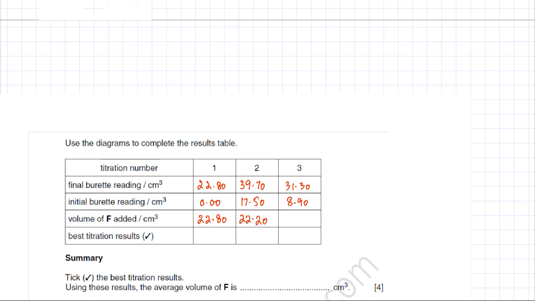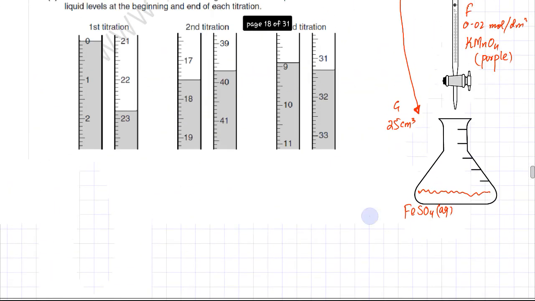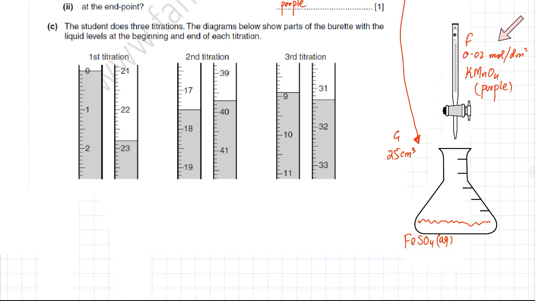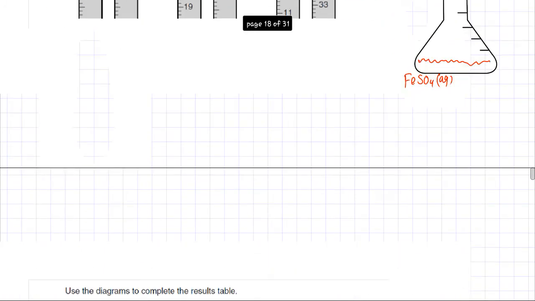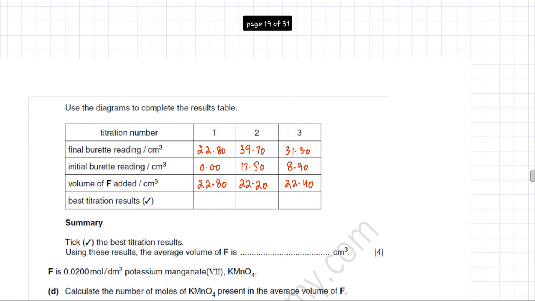And the third titration reading is going to be the difference, 31.30 minus 8.90, and the answer is 22.40 cm³. So I've gotten three titration results. These are for the volume of KMnO4 that's being added, three separate experiments. So we're trying to find the volume of F, or volume of KMnO4 that's being added into the conical flask. So three separate titration experiments are done, and we have found three separate volumes.